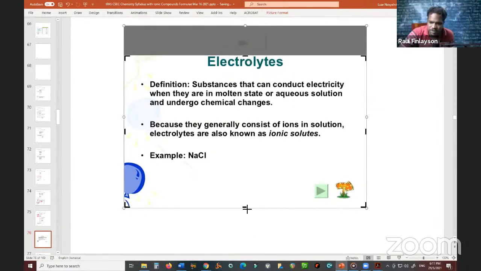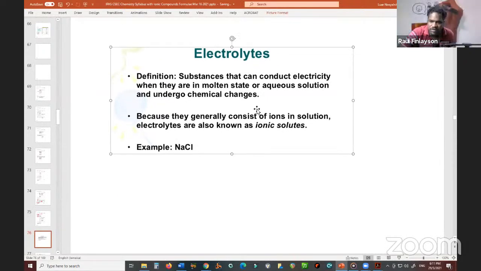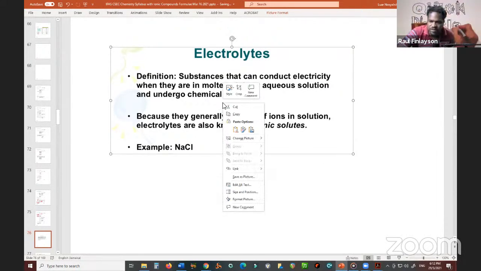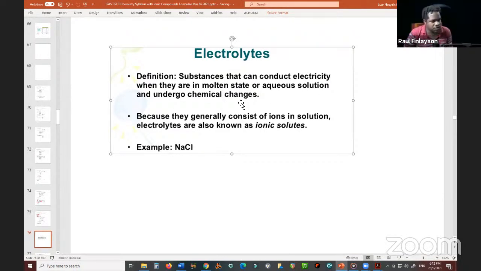We're going to use this definition, and there it is. Substances that can conduct electricity when they are in molten state or aqueous solution, and undergo chemical changes. Because they generally consist of ions in solution, electrolytes are also known as ionic solutes. Well, definitely that's extra information. But certainly the first part there is just a substance that can conduct electricity when they are in a molten or aqueous state. That's it.